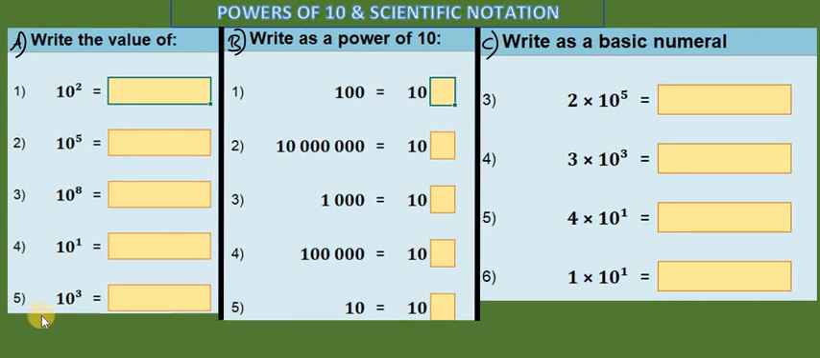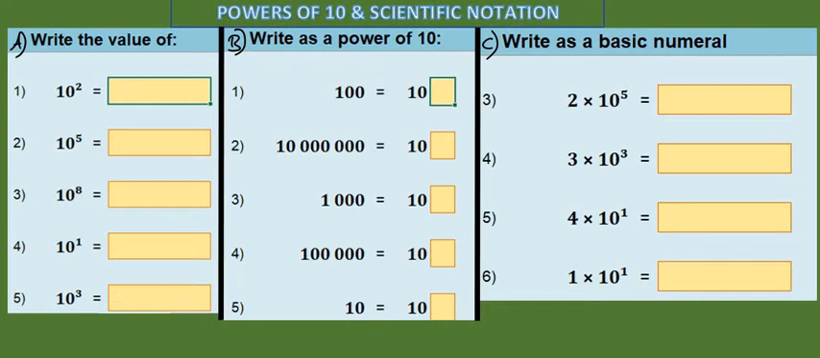Hello there. In this lesson, we will be looking at powers of 10 and the scientific notation. Another name for the scientific notation is standard form. Powers of 10 will help us. Now, part A. Write the value of 10 to the second power.